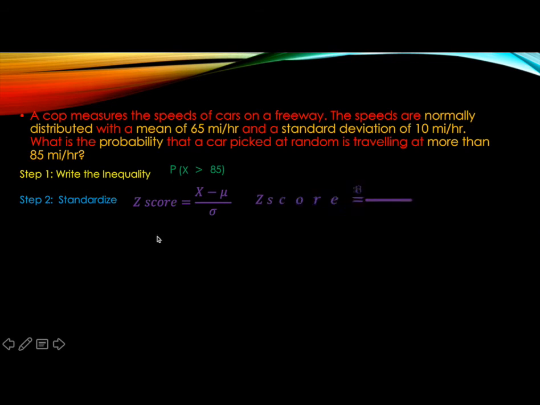In this case, x is 85. Whatever number is in your inequality is what substitutes for x. Our mean is 65, and our standard deviation is 10. When you solve this, you get an answer of 2. Step 3. Draw a normal curve and shade the area. This helps visualize exactly what you need to find.